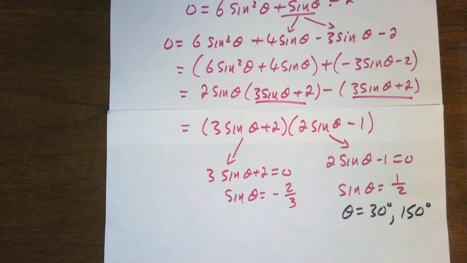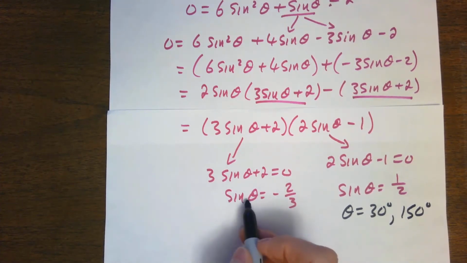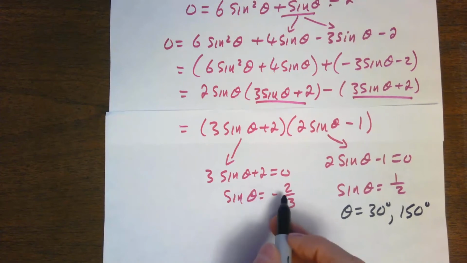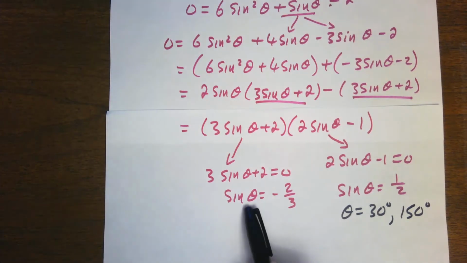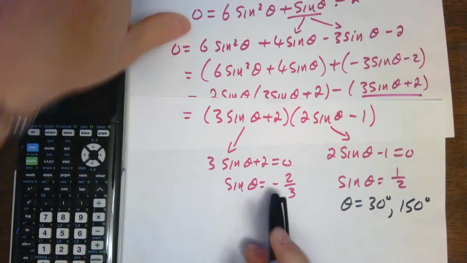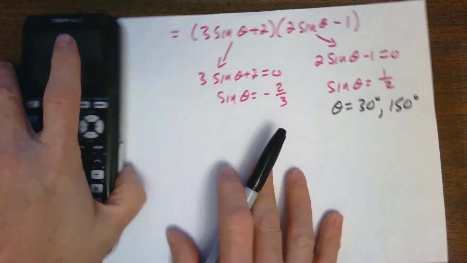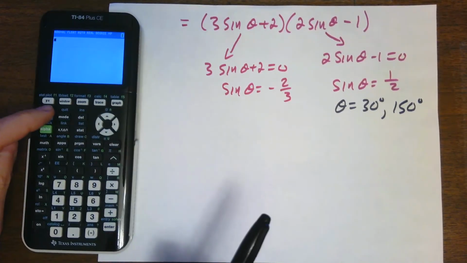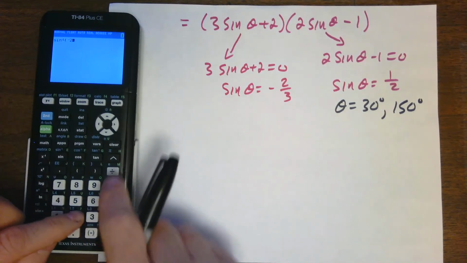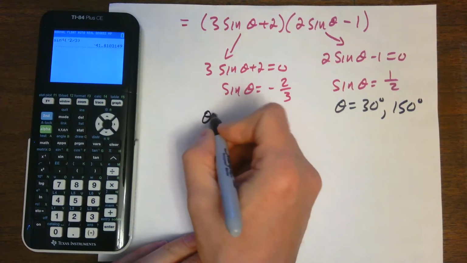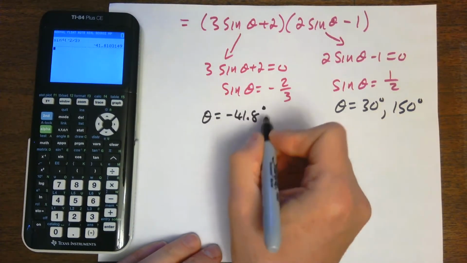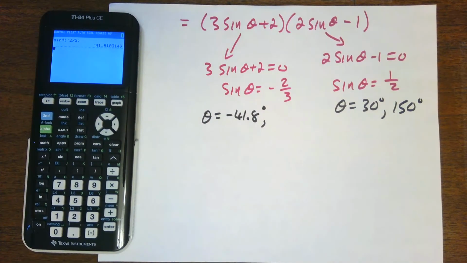How about negative 2/3? Oh gosh, I don't know. That's not a nice, well-behaved unit circle angle. But I know that sine is negative in the third and fourth quadrants. There are going to be 2 solutions there. I'm going to use my calculator and take the inverse sine of negative 2/3, and I get negative 41.8 degrees. And what other angle? Negative 41.8 degrees, but sine is also negative in the fourth quadrant.